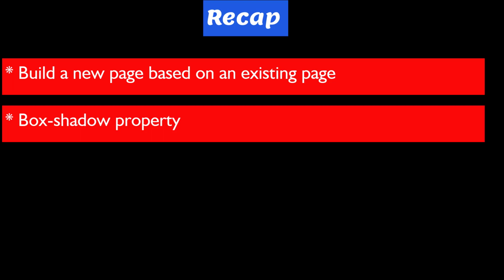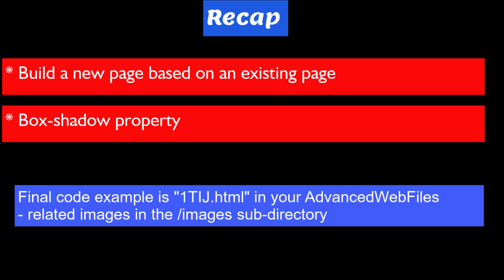In this session, we demonstrated building a new page based on an existing page by copying and pasting chunks of lines from the existing page into the new page, and then making any changes needed and adding any new content. We also introduced the box shadow property and some techniques for displaying photos. Note that the final version of the code example is in your Advanced Web Files directory as 1tij.html, and the related images are found in the /images directory there.